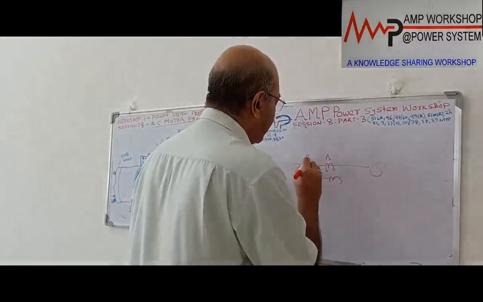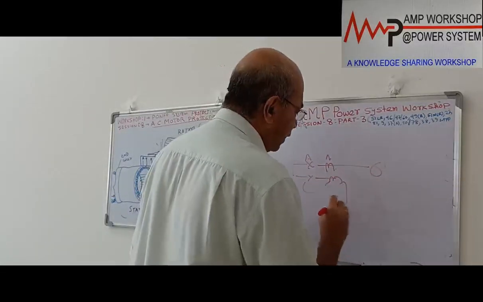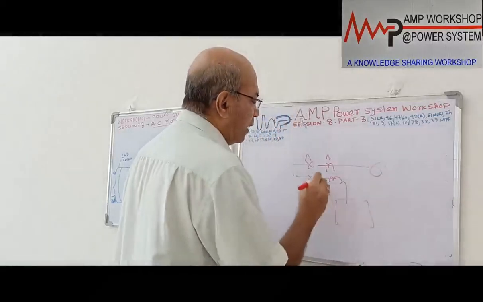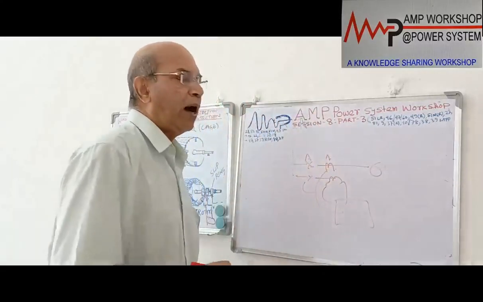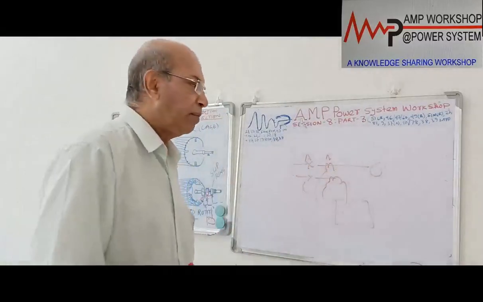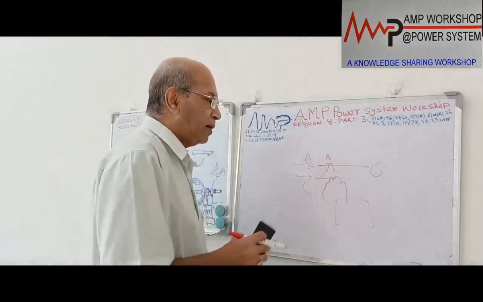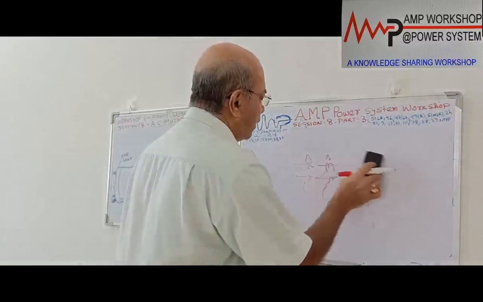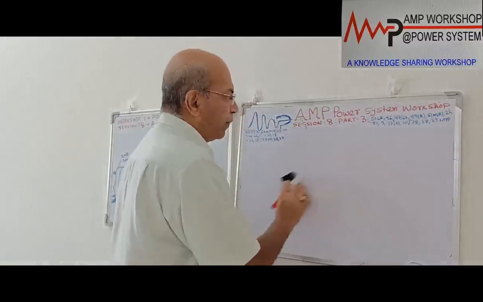Suppose this is A phase and this is C phase, and this combination will be inside the relay. The relay will protect this motor from unbalanced conditions. There are two ways we can do this: either by a voltage balance relay on the bus, or by the individual motor meter, by these two CTs we can protect the motor.